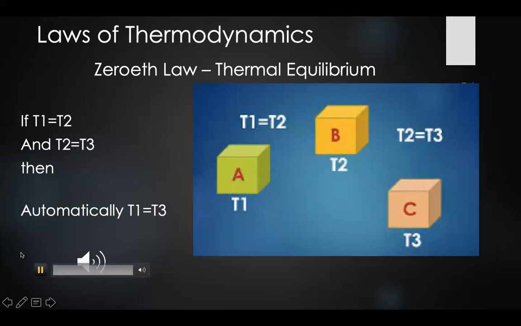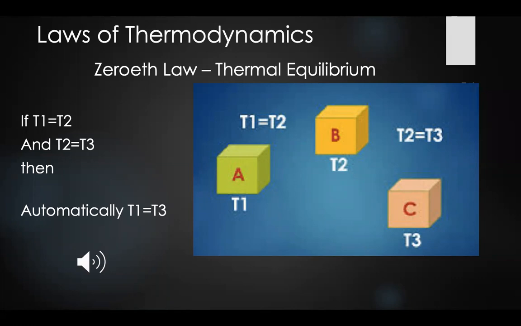Now it's time to learn about the laws of thermodynamics. There are 4 laws of thermodynamics: the zeroth law, first law, second law, and third law. Zeroth law gives us an insight into thermal equilibrium of bodies. Look into the figure. There are 3 bodies, namely A, B, C. The temperatures of A, B, C are T1, T2, T3 respectively.